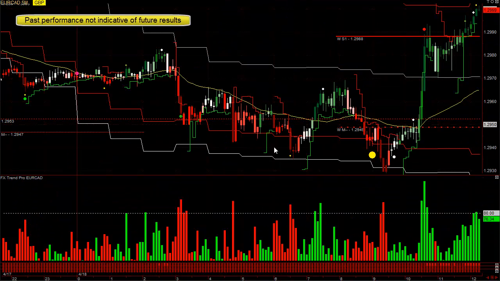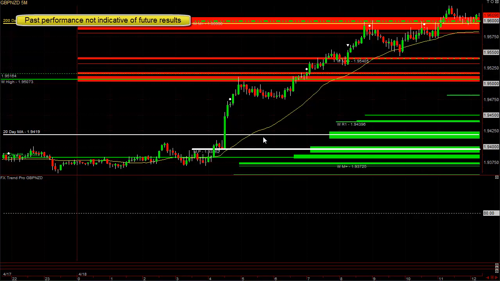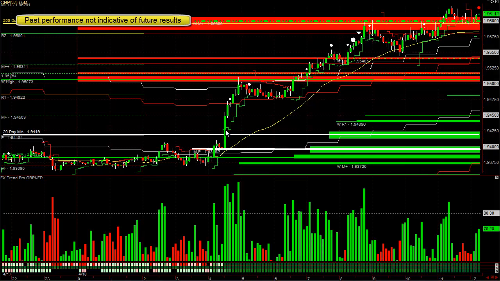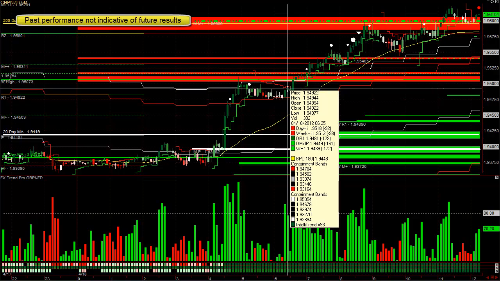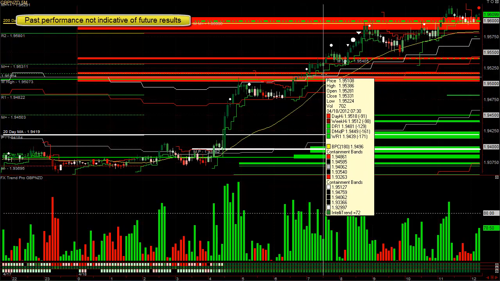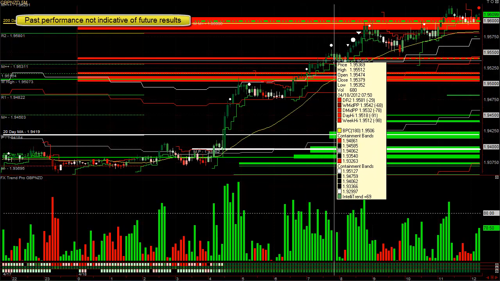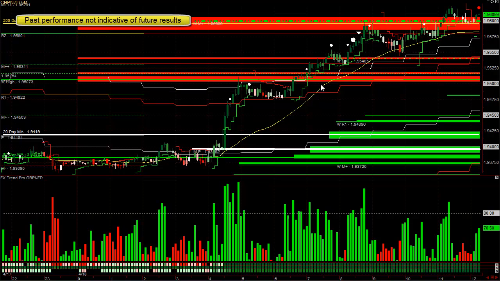Let's bring this up, pound New Zealand, and take a look at this. Exploded, 94.25, up almost 200 pips. So if you got into this trade here, you had a 75 pip profit, a nice little sideways rectangle pattern breakout, 92.36, almost a 40 pip move.